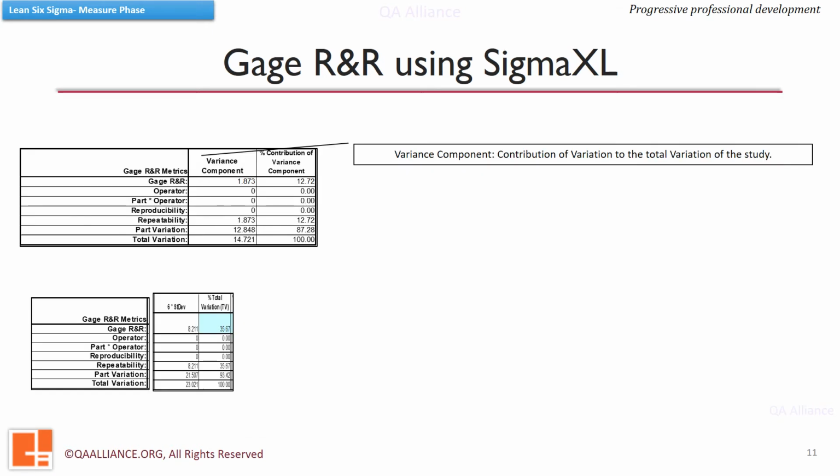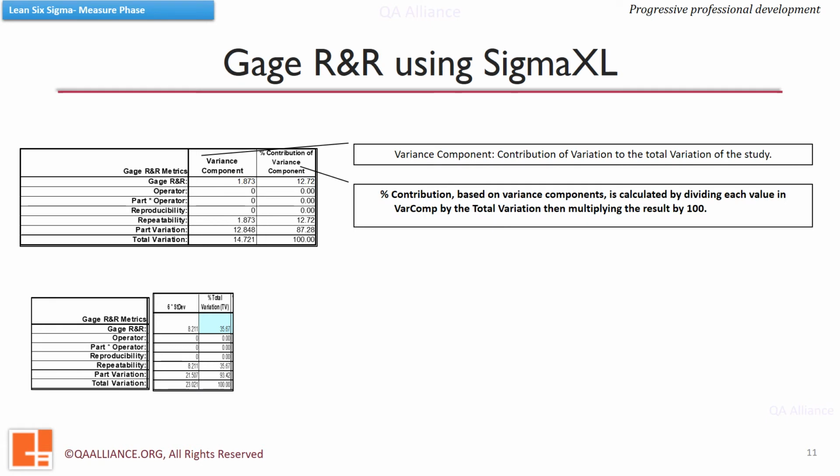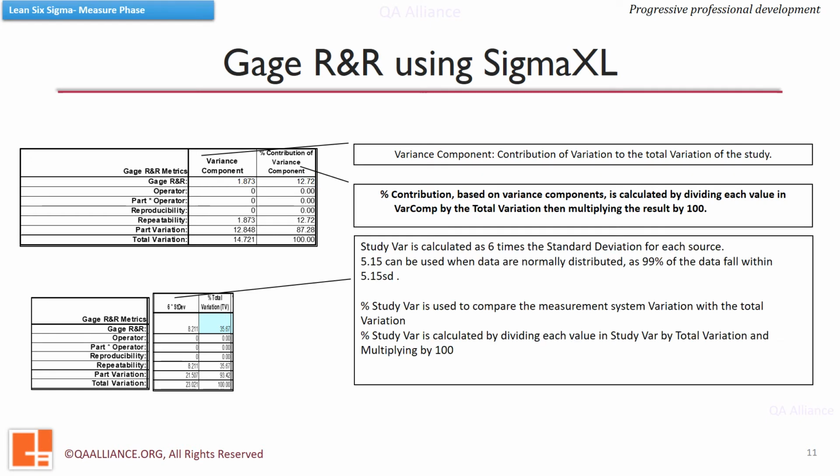The variance component shown in the table represents the contribution of variation to the total variation of the study. Percentage contribution is based on the variance components, and is calculated by dividing each value in the variance component column by total variation and then multiplying the result by 100. Study variance is calculated as 6 times the standard deviation for each source.